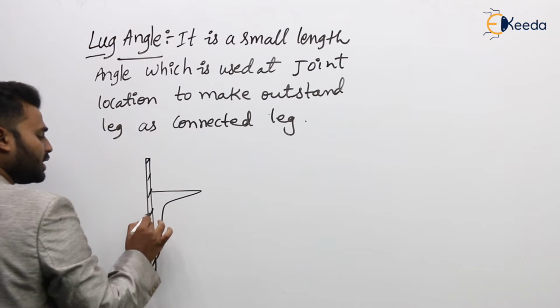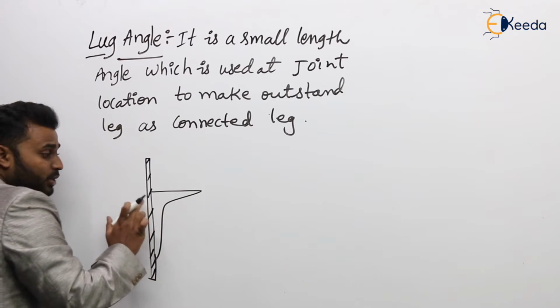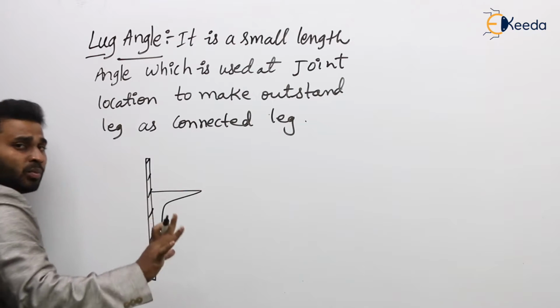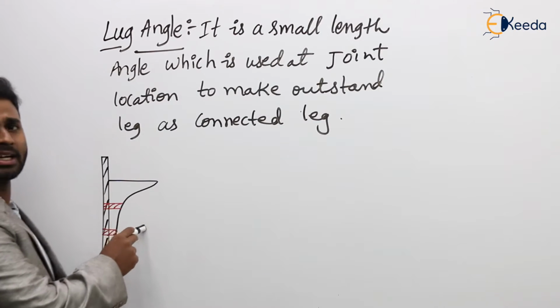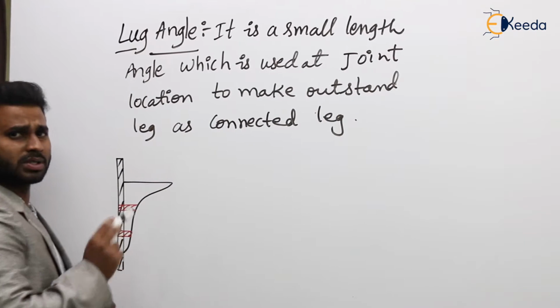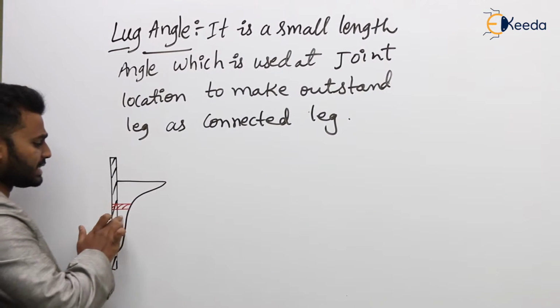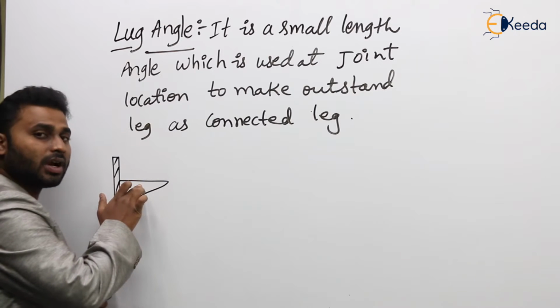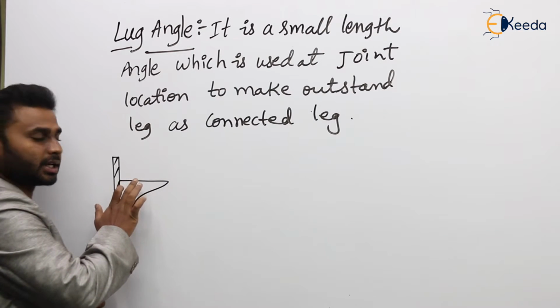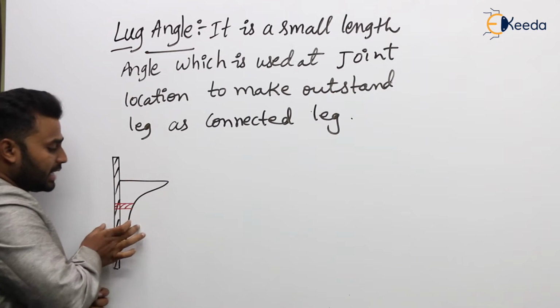Okay, so here we connect this angle to this gusset plate either by using weld or bolt. So these are the bolts. So this is an angle connected to the gusset plate by using bolts. Clear? So now if you observe, this is a connected leg and this is outstand. So unconnected leg here is called as outstand. We know that.